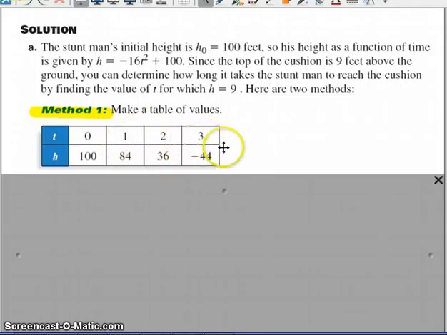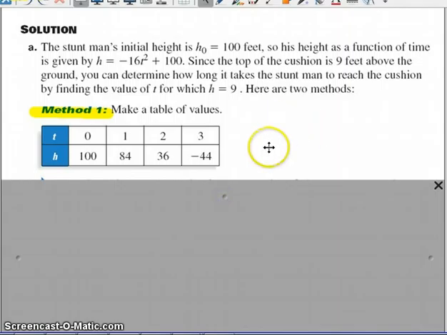You can keep going and fill this out, and what you'll find is that something happens between second 2 and second 3. It goes from a positive height of 36 feet to negative 44 feet. In other words, if it were possible for the stuntman to keep falling all the way to 3 seconds, he would be 44 feet through the floor. But he's going to hit that cushion well before that.